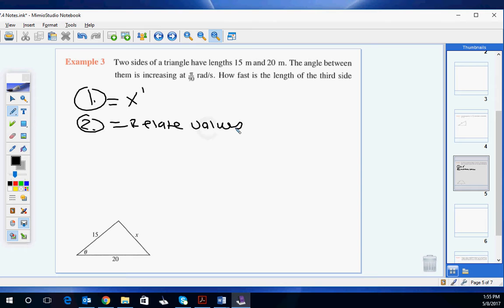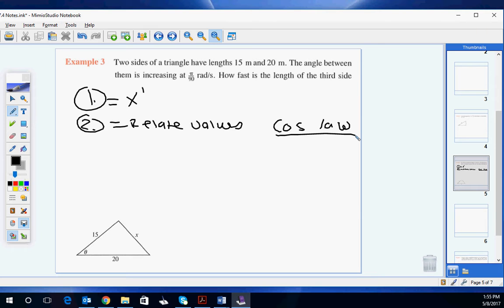In this case, I'm not going to make you memorize this, but we're going to relate these with cosine law. That's how we're going to relate them. I'm not expecting you to memorize cos law. Cos law is Math 31. If I wanted you to use it on a test, I'd give you cos law. So I would say use cos law to relate them.